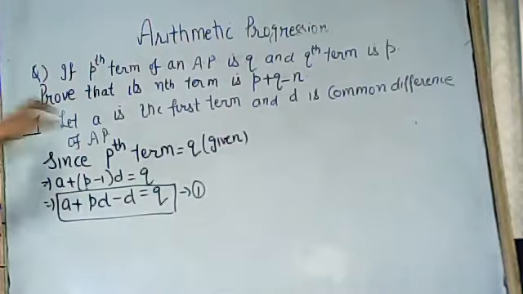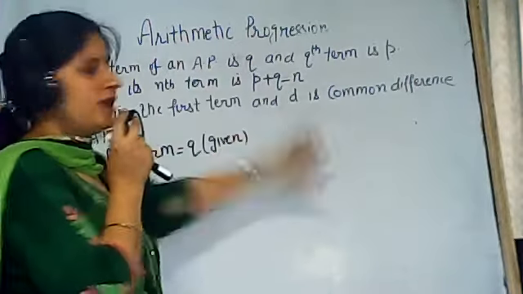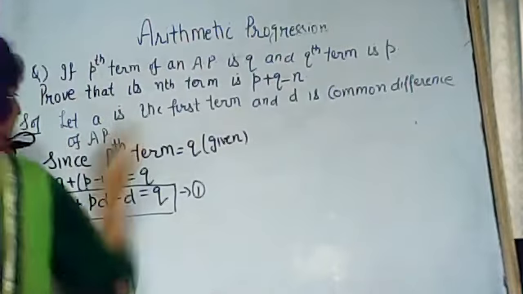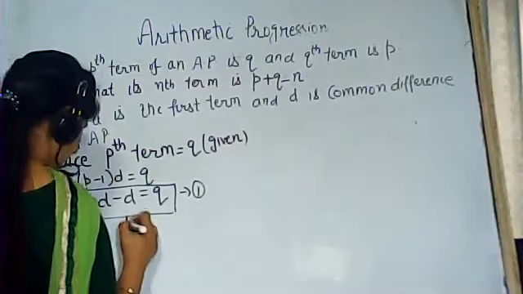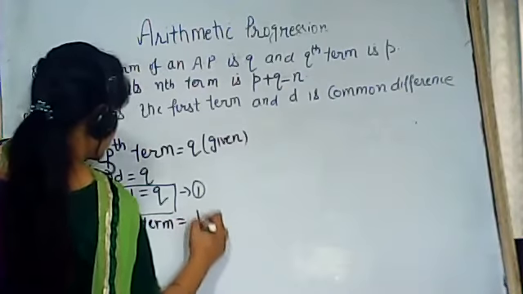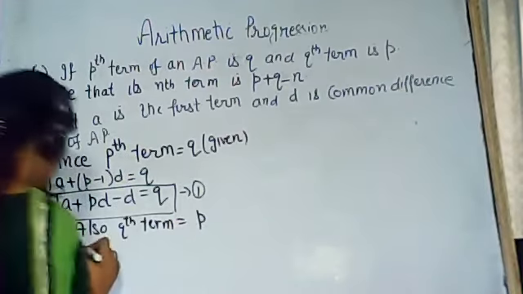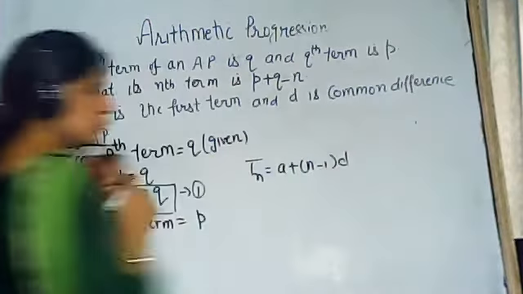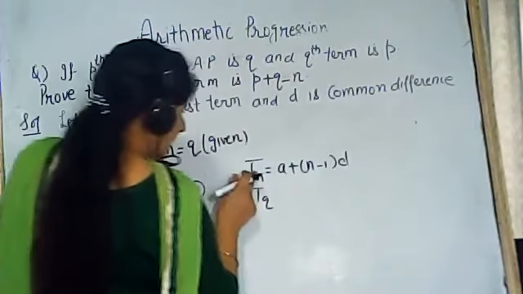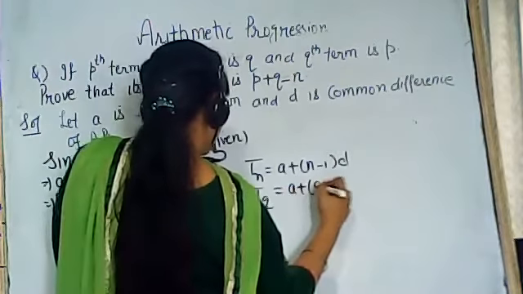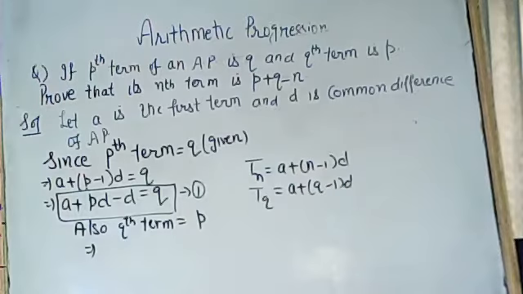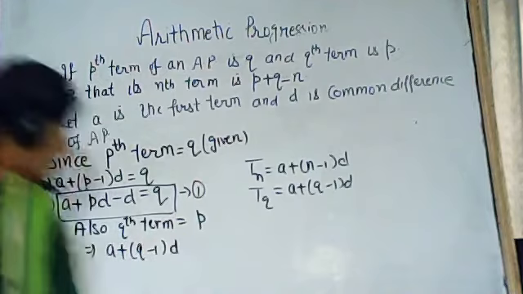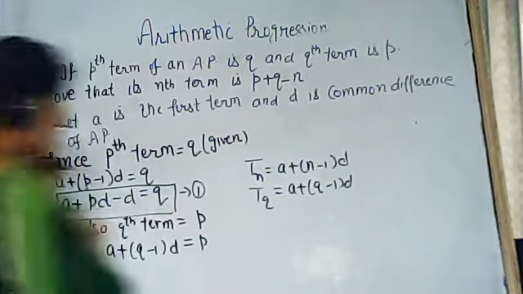Now let us have a look at the statement again. What else is given? Also, the qth term is equal to P. The second thing which is given in the statement is that the qth term is equal to P. So again, by applying the same concept, since the nth term is equal to A plus N minus 1 into D, what will be the qth term? Replace N by Q. So you will get A plus Q minus 1 into D, and its value is equal to P.